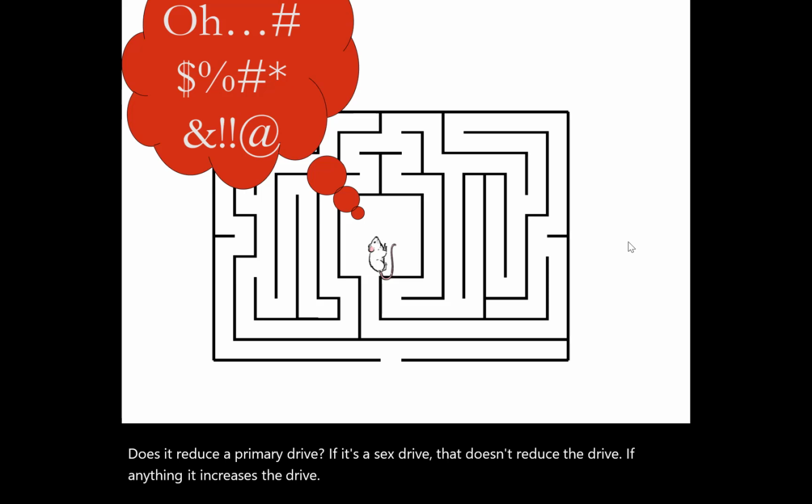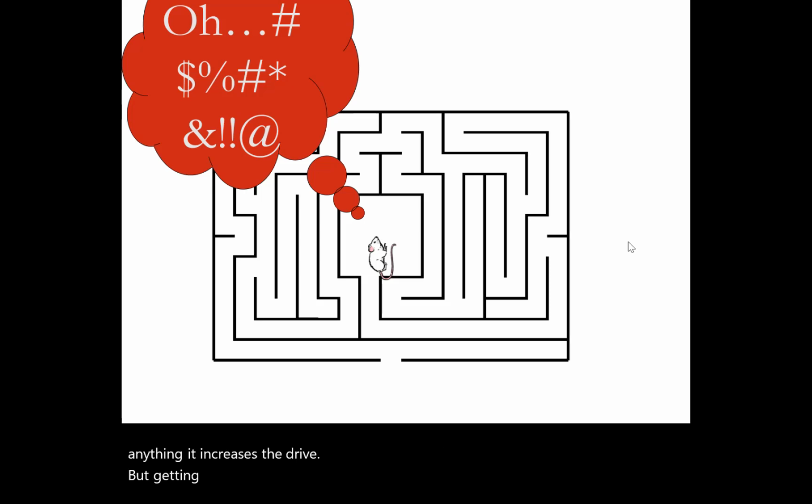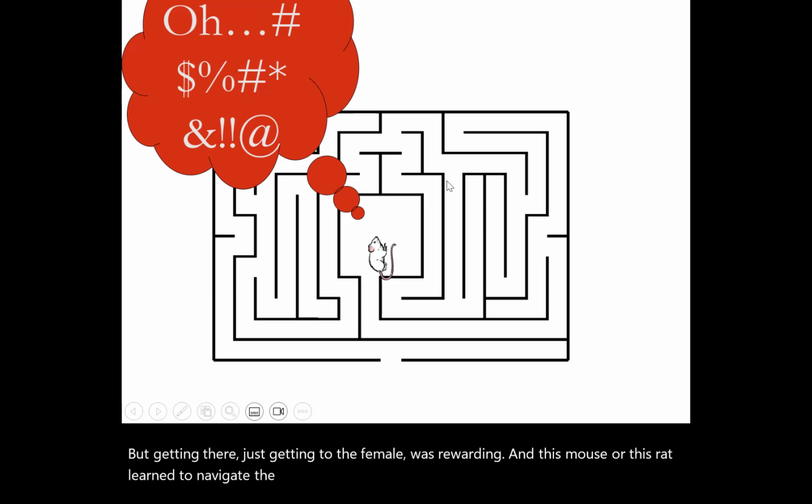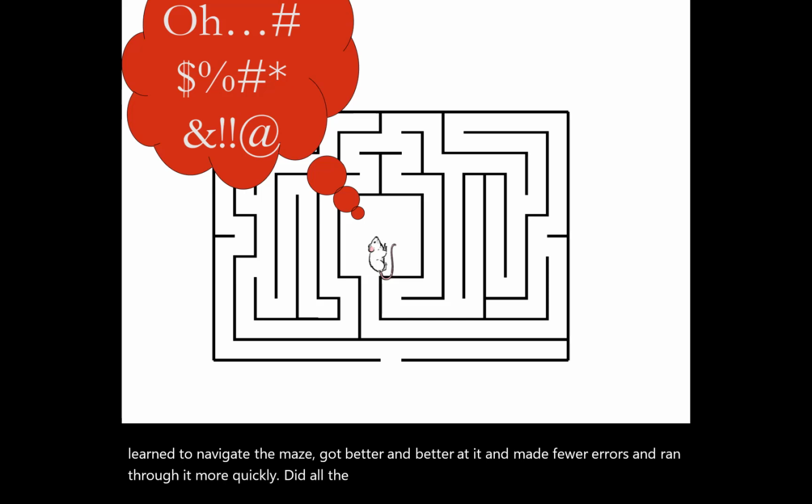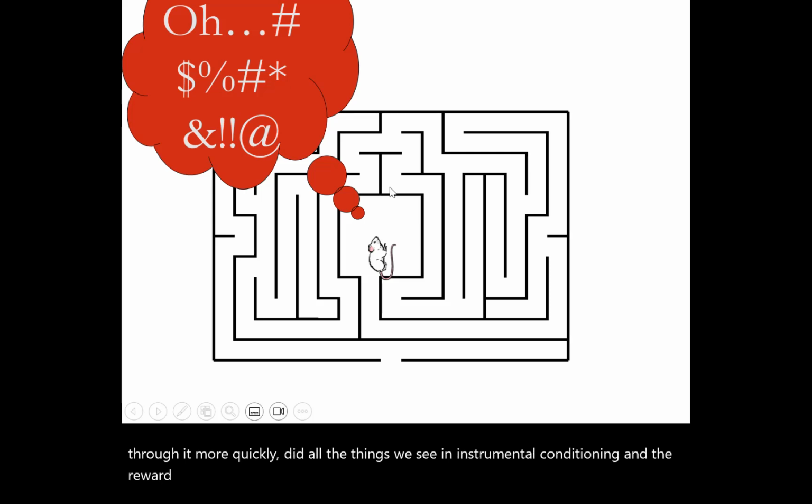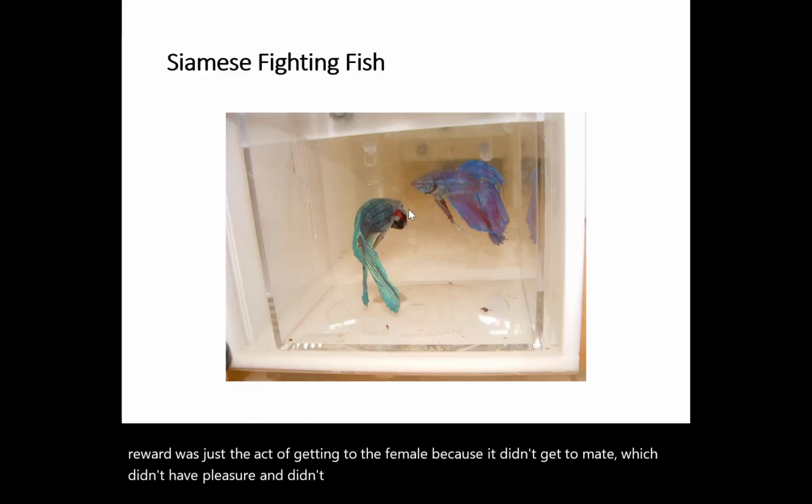But just getting to the female was rewarding, and this rat learned to navigate the maze, got better and better at it, made fewer errors and ran through it more quickly, did all the things we see in instrumental conditioning. The reward was just the act of getting to the female because it didn't get to mate, which didn't have pleasure and didn't reduce a drive.